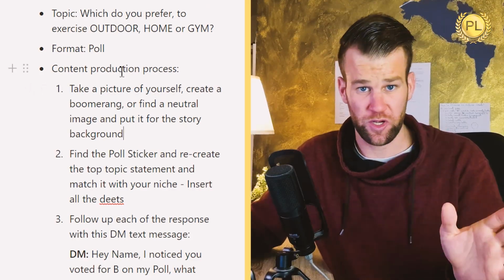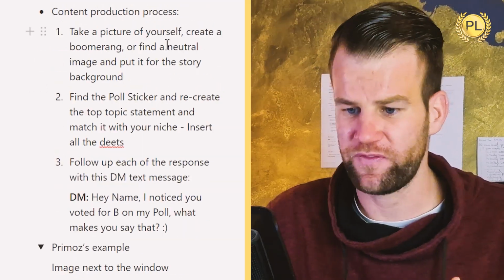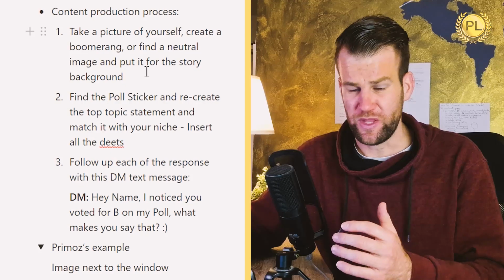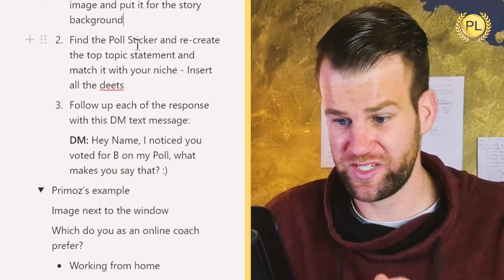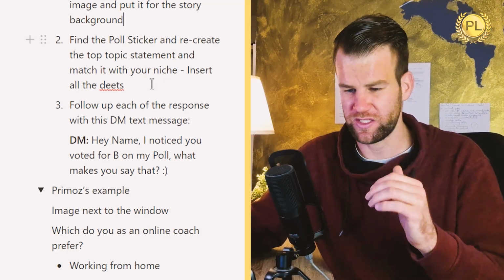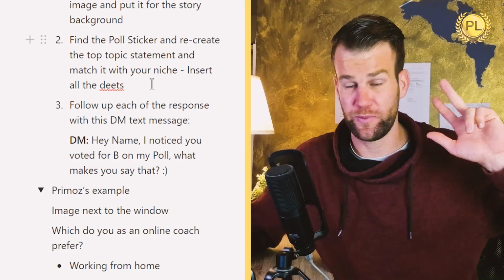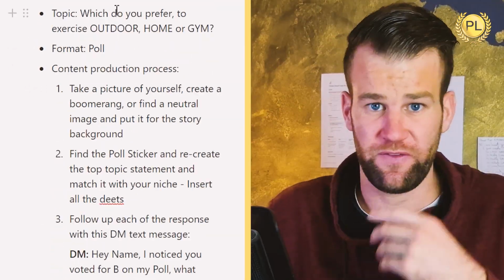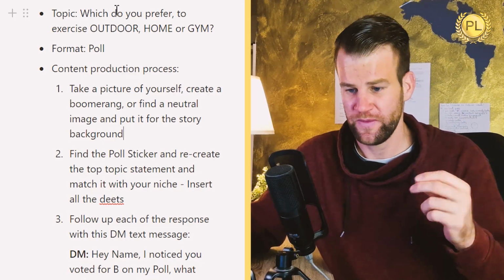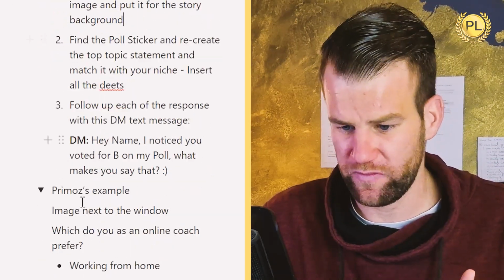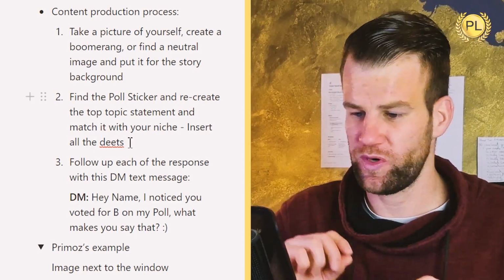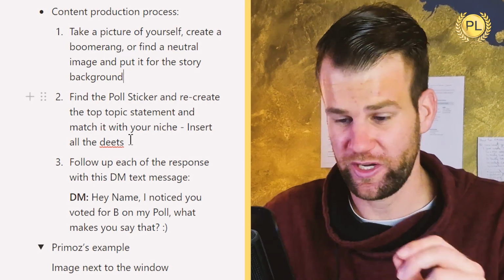So here is the production process to go through. Take a picture of yourself, create a boomerang video, or find a neutral image and put it as the story background, right? Now in the editing mode, we're gonna find the poll sticker, recreate the top statement, match it to our niche, and insert all of the details. So if you are a mindset coach, you're gonna give people options, right? Which do they prefer: reading books, watching videos and courses, or listening to podcasts? Something like that. You gotta be creative. I give you my example down there as well, and then you're gonna post this on stories. I'm gonna show you how I do this in the video screen share recording as well.